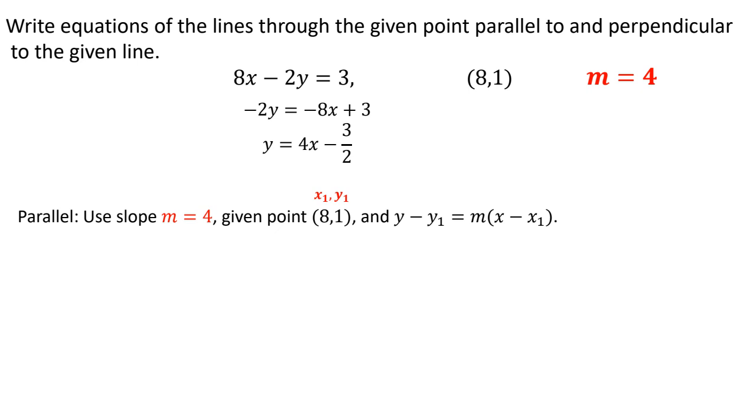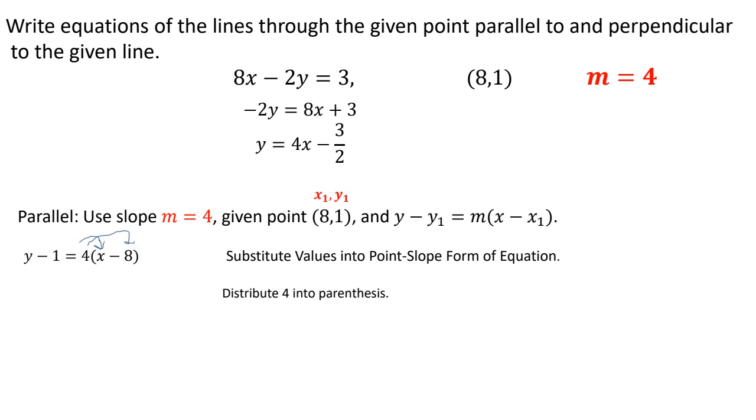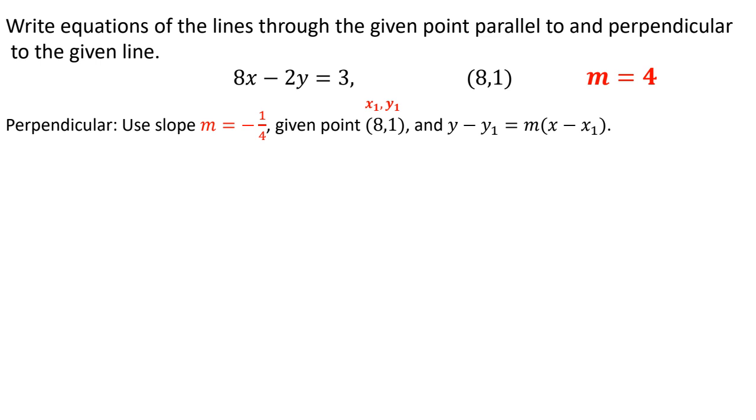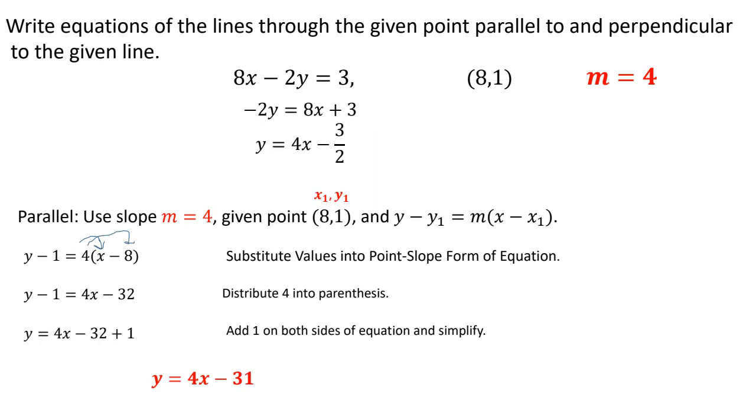Our slope is 4 for our parallel. The point that we want to go through is this x1, y1 point. So let's go ahead and plug them in, substituting the values. We have y minus 1 is equal to 4 times x minus 8. The first thing that we're going to do is distribute that 4 both to the x and to the minus 8. So I'm going to get y minus 1 is equal to 4x minus 32. Then I'm going to add 1 on both sides, and this is going to give me y is equal to 4x minus 31.